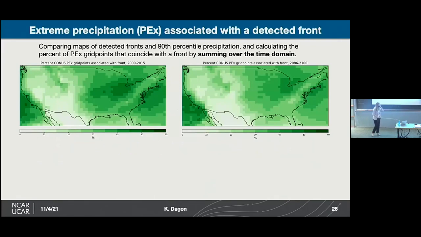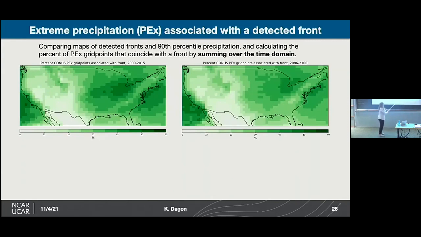Let me try to explain what I've done here. I'm looking at the percent of extreme precipitation grid points that line up with a front, just overlapping grid points. This is for the present day climatology in the model. You can see that in some parts of the US, as you might expect, there are very few fronts and extreme precipitation events. In other parts, it could be 40 to 50% of the extreme precipitation, at least based on the machine learning detection, is coming from a front.